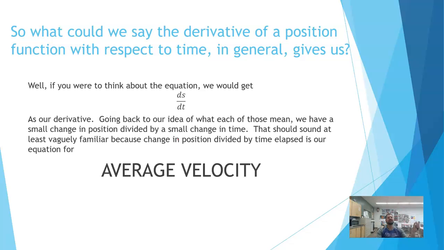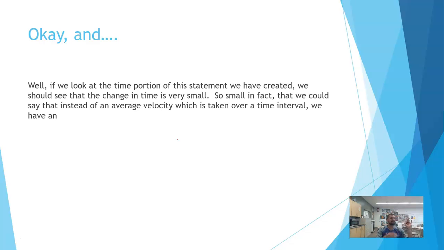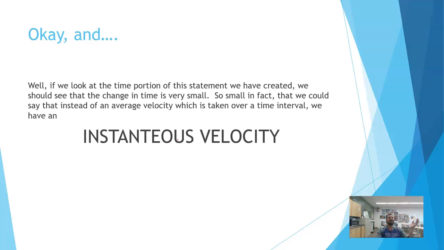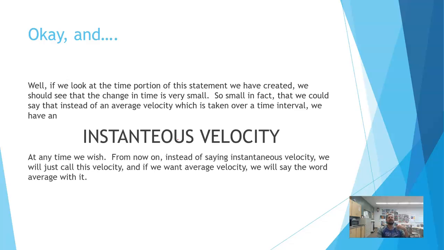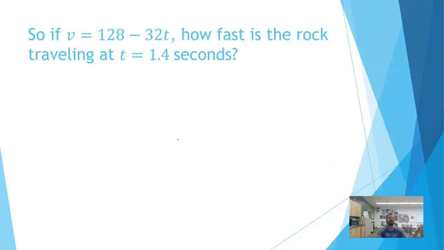So any change in distance divided by any change in time would give us our average velocity. But in this case, these changes in time and changes in position are very, very small, like just a split second. So small, in fact, that instead of an average velocity like we had before, this turns into an instantaneous velocity. From here on out, anytime we have the derivative of position, we will call that velocity. If we're actually asking for average velocity, you will see the word average come with it.